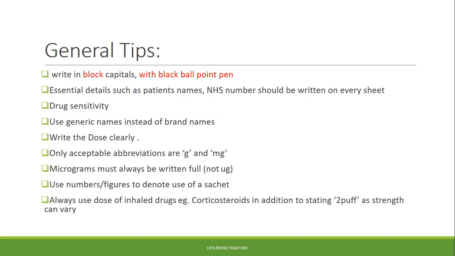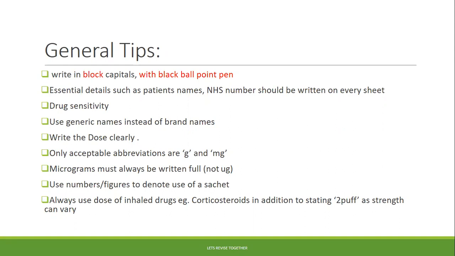And then the only acceptable abbreviations are grams and milligram. If you are writing microgram, you should not be writing it as UG. You should always write it in full spelling. And if you are writing some sachet, for example, we are giving Lexido as sachet, so we can write it as 1, or a figure in Roman numerals, you can write it as 1.